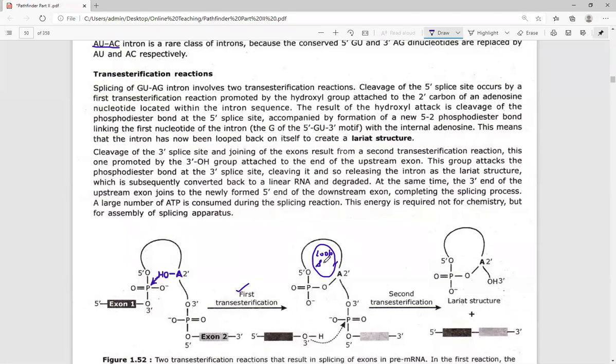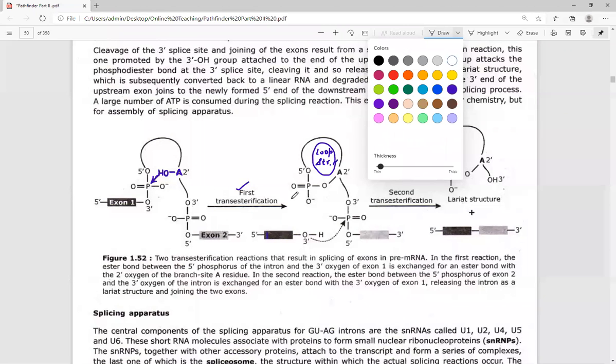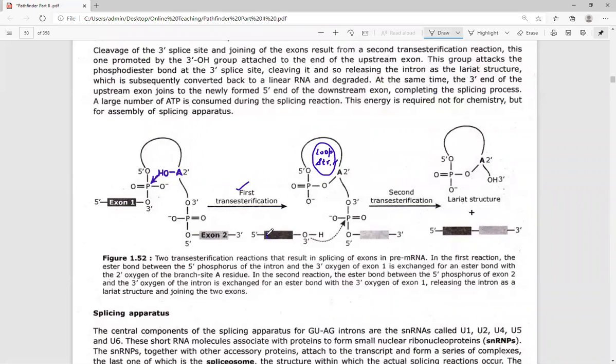Okay, so this is a loop structure which is present. Once the looped structure is present here, then what will happen? There would be a second transesterification reaction. In the second transesterification reaction, there is the exon 1 which is present. There is an exon 1 that is being involved, and this exon 1 has a hydroxy group.